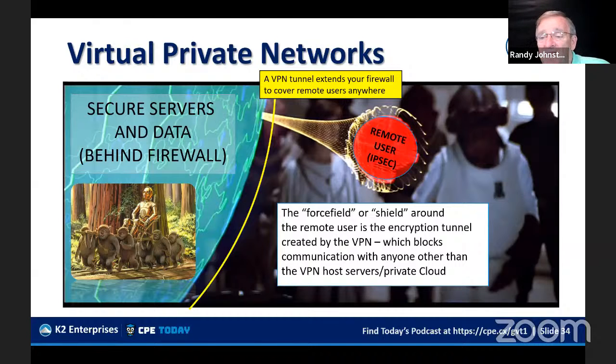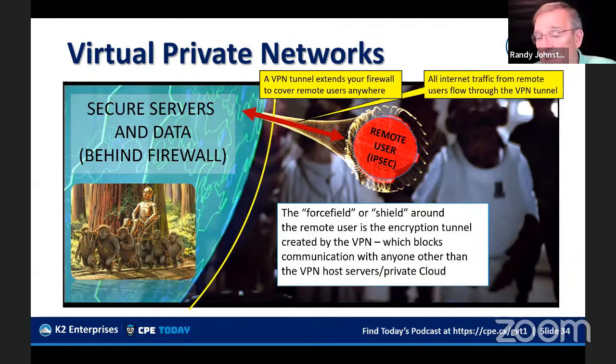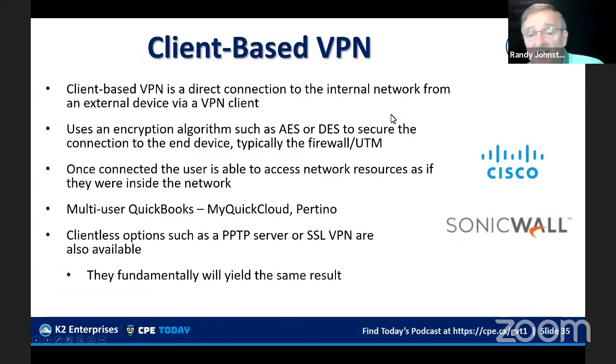A VPN tunnel extends your firewall to cover remote users everywhere. Think of it kind of like a force shield around the remote user. And the encryption tunnel created by the VPN allows traffic in, or it blocks communication with anyone other than the VPN host, servers, and private cloud. So the VPNs themselves allow internet traffic from remote users to flow through the VPN tunnel and make a private connection.